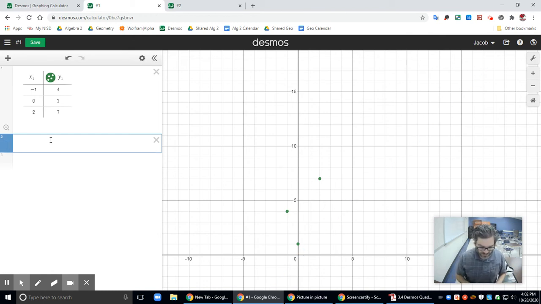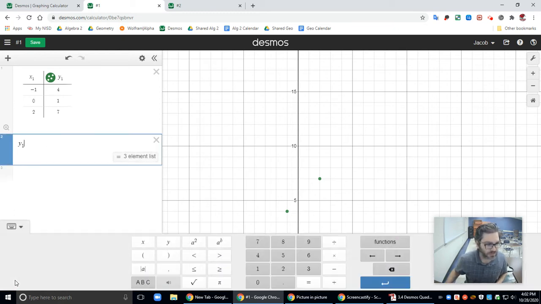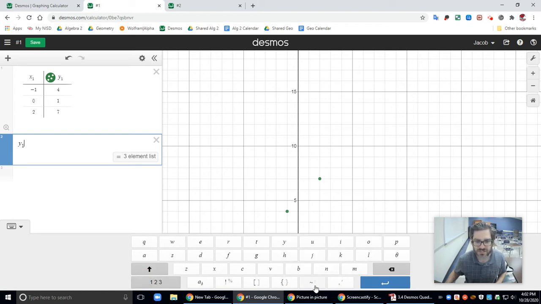Okay, so I'm going to type in y sub 1, and typing in subscript numbers is easy. You just type in y1 and then it automatically does it. And then don't type in equals. You'll want to go here, click the ABC, and you'll see the tilde button right there. That's going to mean approximately equals in Desmos.